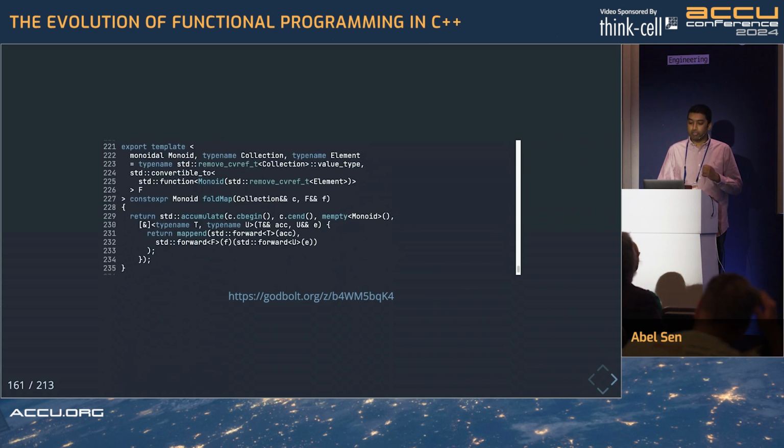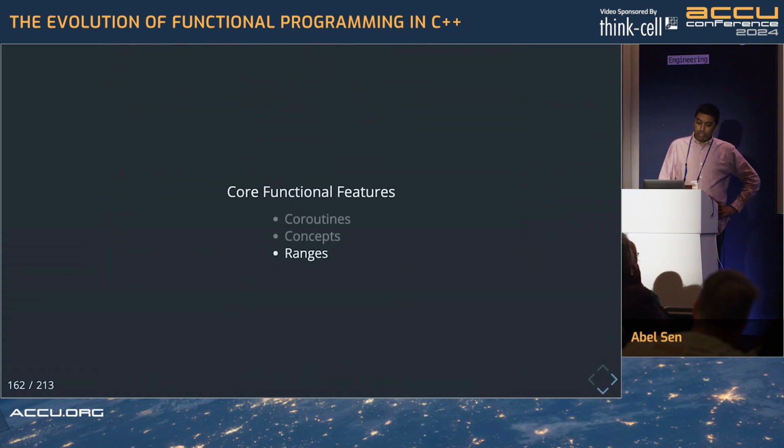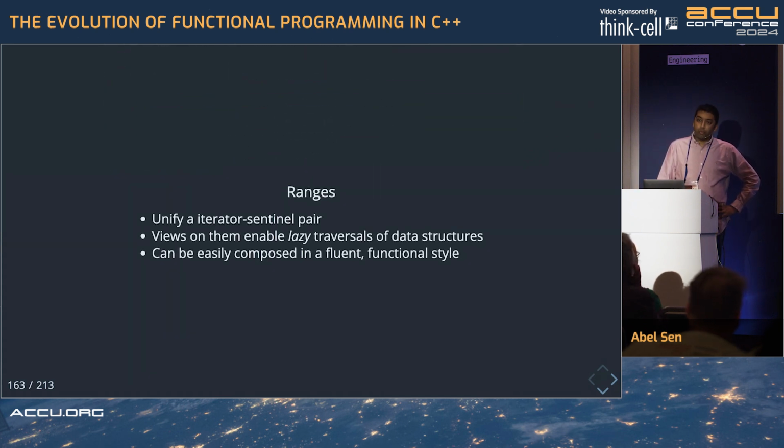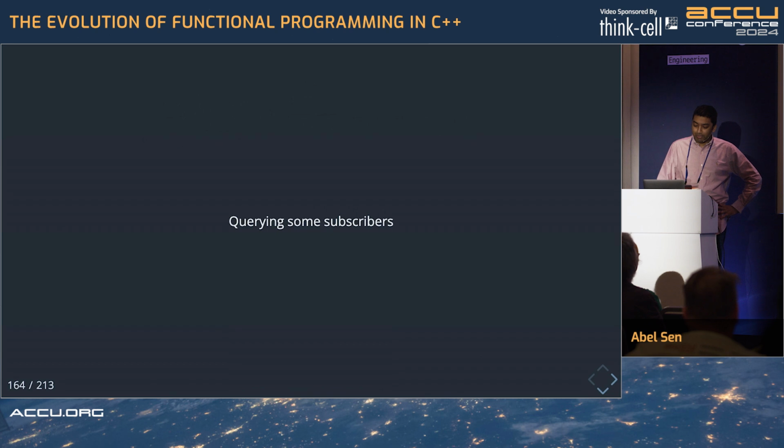Furthermore, in our definition of foldMap, we can use a concept like Monoidal to ensure that any input monoid truly satisfies the definition of a monoid, where Monoidal is a cv-qualification handler for monoid. Now for ranges. Ranges are a great tool for doing lazy traversals of data structures, and they really allow the fluent and functional style of programming that you normally see in languages like F# and OCaml. So once again, to the perhaps tired example of streaming services.